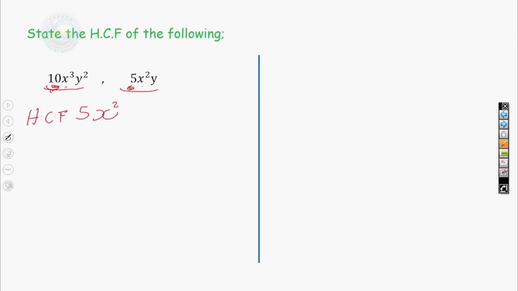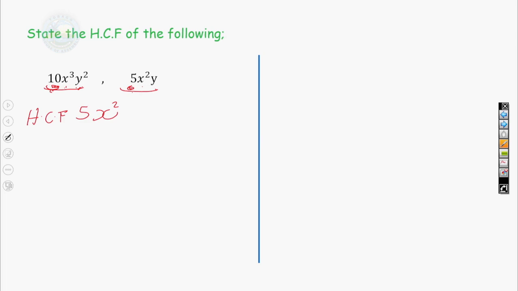We have y squared here and y here. Is y common? Yes, y is common. The contributor is the one with the lowest power. Wait 1 minute. I am seeing y to the power 2 here, but I'm seeing y and no power. If there is no power, then what?